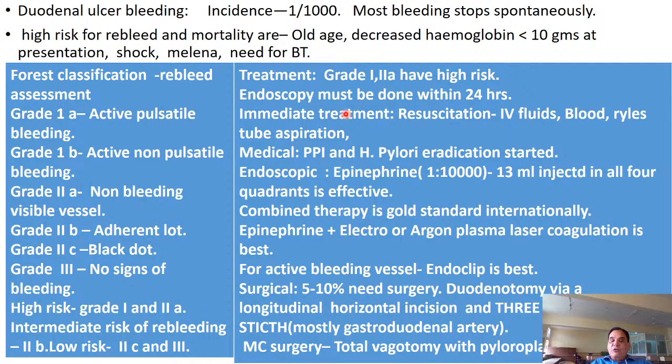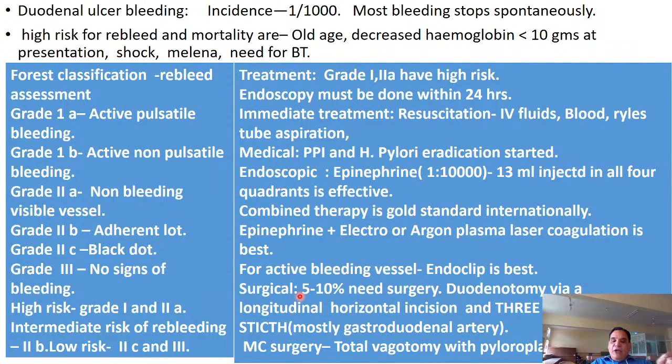Here endoscopy must be done within 24 hours, preferably 6 hours. Immediate treatment, resuscitation. Medical management, PPI, H. pylori. Local injection of epinephrine adrenaline, diluted, and 1 to 3 ml is injected in all 4 quadrants. In all quadrants, you have to inject epinephrine. That is very important. You can write that down. And whenever you combine these, what are you combining? Epinephrine plus laser. This combination is very good and most effective. And for active bleeding like this, it is an endoclip. So remember this chart, you have got the treatment of everything.